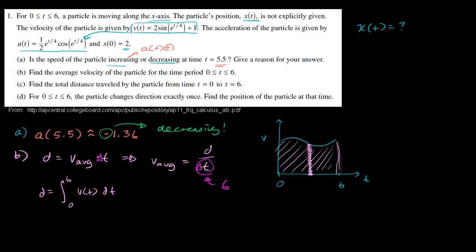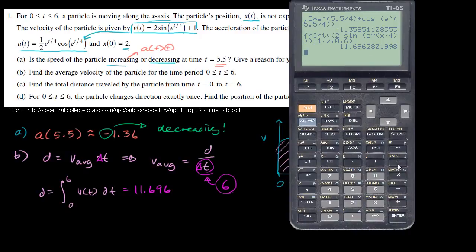So this right over here is 11.696. So the total distance traveled is 11.696. Our change in time is 6, so we just have to divide this by that. We have to divide the total distance by the change in time. And so we just take the total distance, this is just our previous answer, and divide it by our change in time.